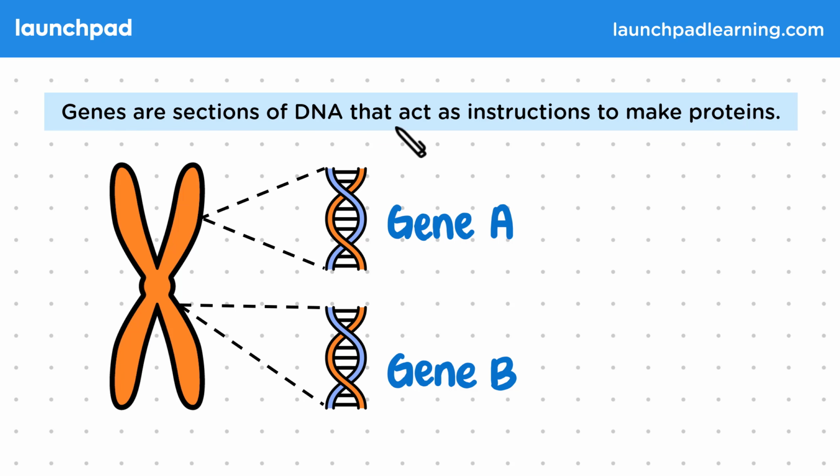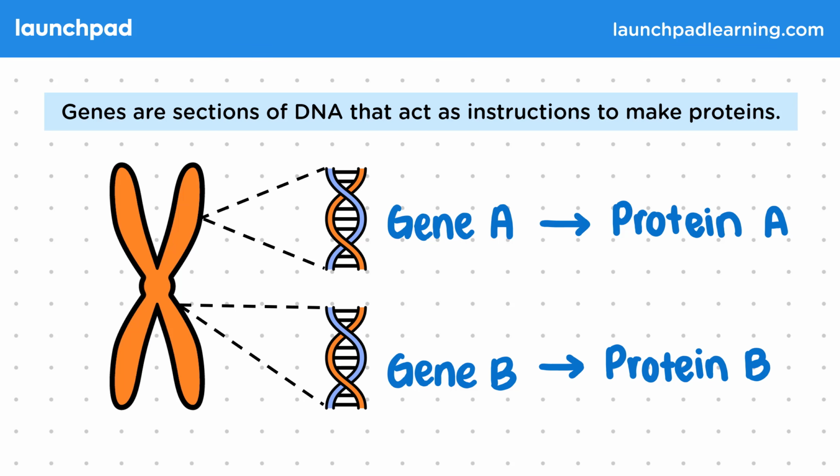Genes are sections of DNA that act as instructions to make proteins. So, for example, gene A contains the instructions to make protein A, and gene B contains the instructions to make protein B. Because genes contain the instructions to make proteins, they also help to produce a certain characteristic within the organism. Each cell contains 23 pairs of chromosomes, so how does this affect the genes?